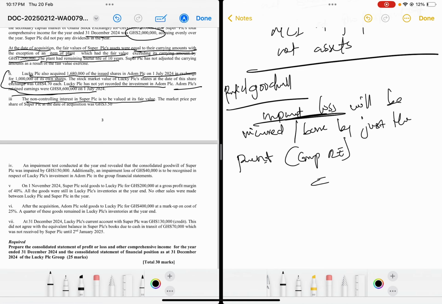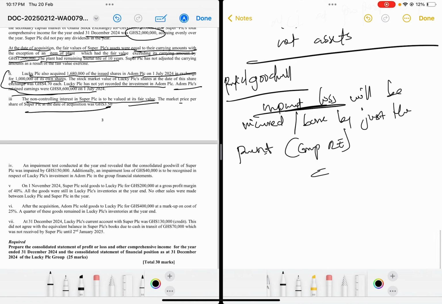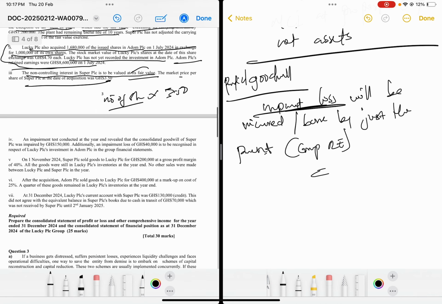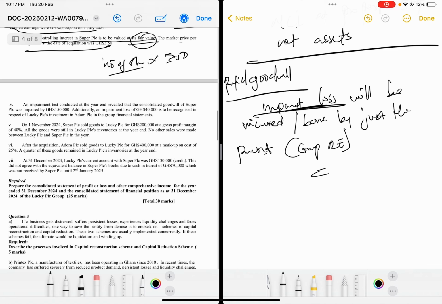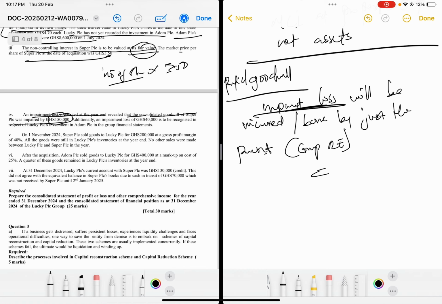So this basically means that we are valuing the NCI at fair value, and we have a market price of 3.5. So we just multiply the number of shares that you get for the NCI by the share price to get our NCI. And since it's valued at fair value, any impairment loss in the question will be shared by the NCI and the group retained earnings, or the parent. We are also told that the impairment test conducted revealed that the consolidated goodwill was impaired by what? 150,000. So we are going to impair our goodwill. Since NCI is now valued at fair value, this impairment loss will be shared between the NCI and the parent, which is under the group retained earnings.